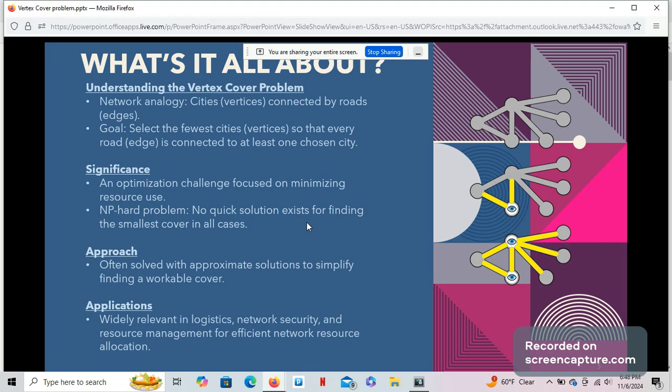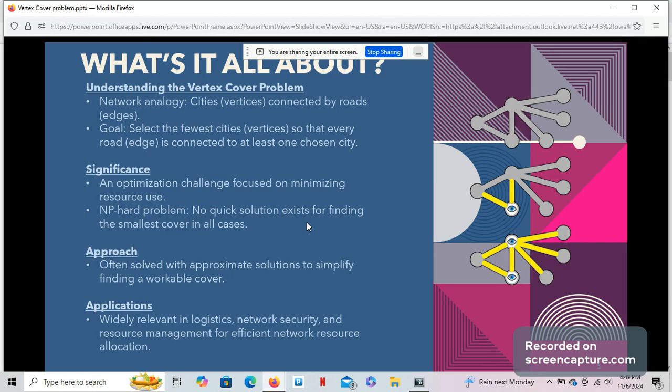So why is this important? Well, in computer science, this is known as a classic optimization problem because it's about minimizing resources, but it's also a tough one, so that's why we call it NP-hard, meaning that there's no quick solution to find the smallest vertex cover in every case. So to make it simpler, we often look for an approximate answer instead of the exact smallest cover. And this problem is central to many fields, from logistics to network security, as it helps us understand how to efficiently manage resources within networks.